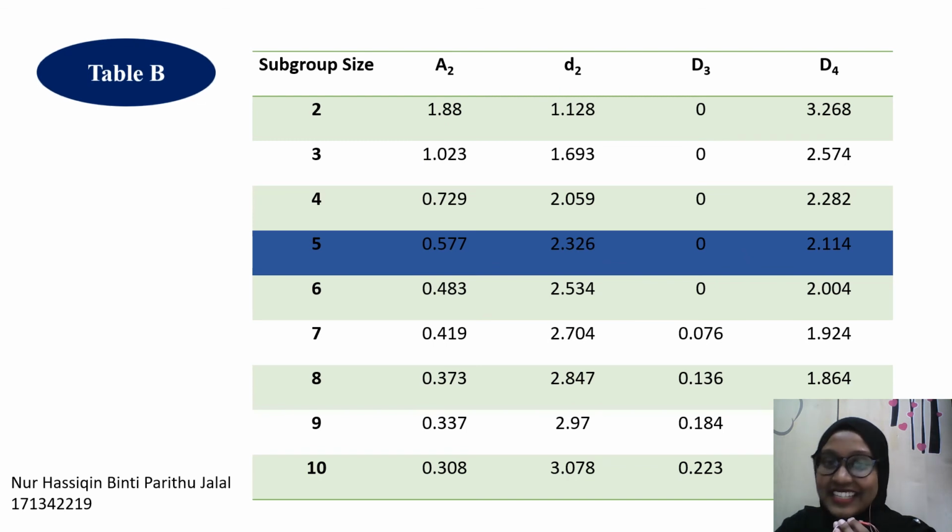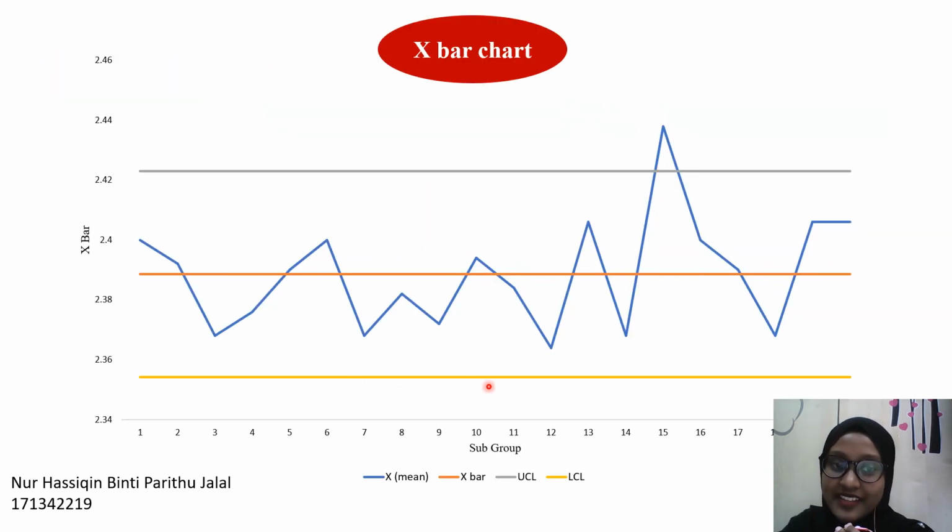Next, this is our X bar chart. The blue line is the X mean, the orange line is the center line, the gray line is the upper control limit, and the yellow line is the lower control limit. From our X bar chart, there is one data point that is over the upper control limit, over the borderline. However, all the data before and after it are within the limit range.